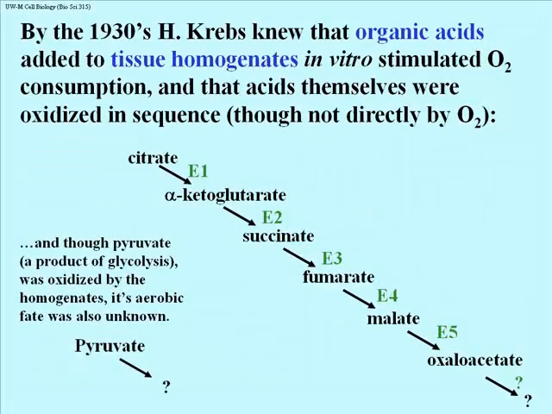Pyruvate, one of the end products of glycolysis, what was originally called the Embden-Meyerhof pathway, which had been discovered earlier, the fate of pyruvate was not known. So once pyruvate was produced by glycolysis, no one knew quite what happened to it in aerobic cells.